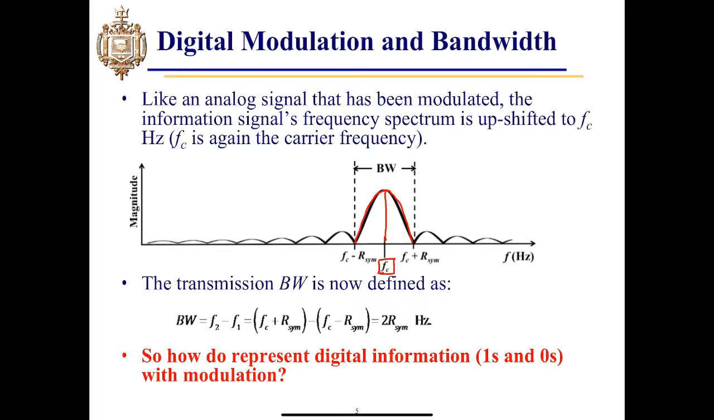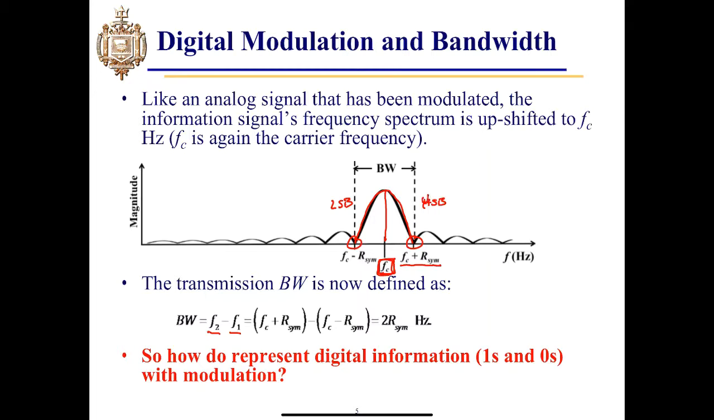Now the new bandwidth equation, when we modulate a signal, is still the same. We take the highest frequency minus the lowest frequency, but in this case we count the null on the right side and the null on the left side. So the higher frequency is the carrier frequency plus the symbol rate, minus the lower side. We call them the lower sideband and the higher sideband, or upper sideband.